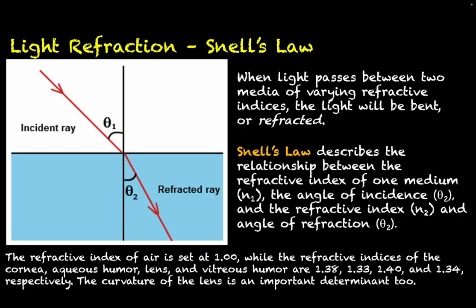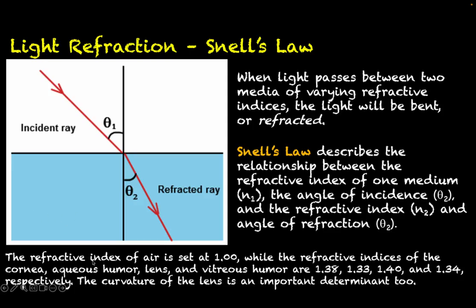For us, talking about the eyeball, this is highly relevant because all the light that is going to enter our eye is going to come from the air that's all around us. And then the refractive indices of the cornea, the aqueous humor, the lens, and the vitreous humor, these are all the media that light is going to have to travel through as it makes its way to our retina. These refractive indices are 1.38, 1.33, 1.40, and 1.34 respectively.